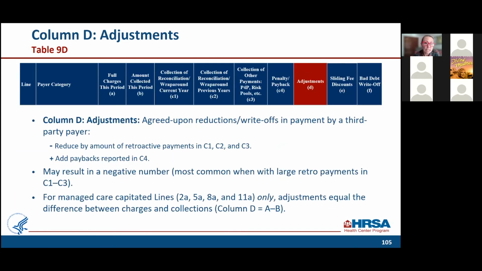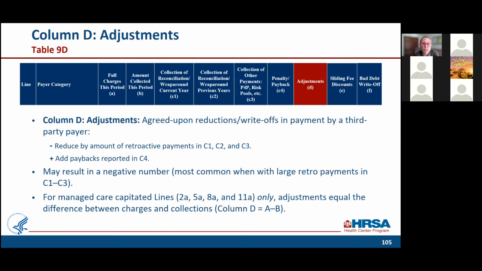In column D, you'll report adjustments. Adjustments are agreed upon reductions or write-offs in payment by a third-party payer. It's the difference between your fee schedule rate and what you have agreed to accept from a third party. Adjustments are not non-payment for services not covered or rejected by a third party. They're also not deductibles. They're not co-payments due from patients. They're not allowances, and not an amount that you decide the patient isn't going to have to pay.